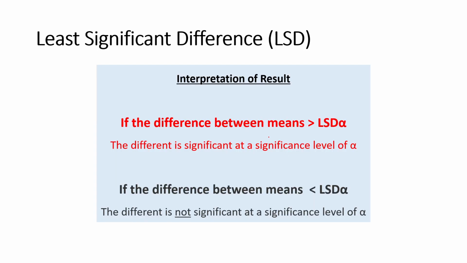So how do you interpret the result of LSD? If the difference between the means is larger than the LSD calculated, then the difference is significant at the significance level of alpha. If the difference between means is smaller than LSD, then the difference is not significant, not significantly different.